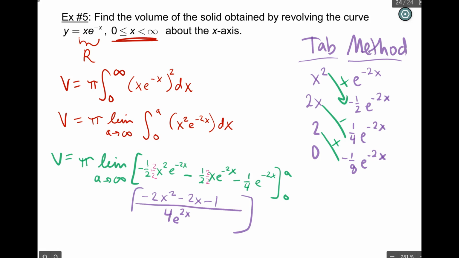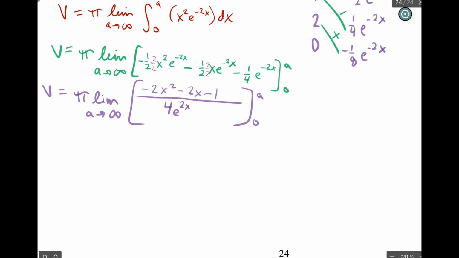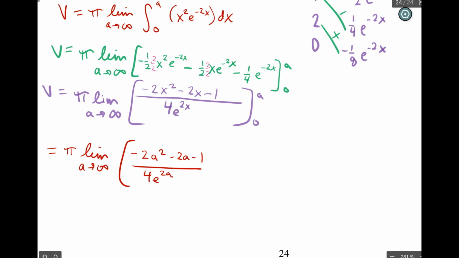Alright, so this is what I'm trying to evaluate from 0 to a. I know, that was nasty, so that's why I rewrote it. Pi limit as a approaches infinity. This is what the volume is equal to. Now we can evaluate our endpoints, and then I can do the limit. So this is equal to pi limit as a approaches infinity of negative 2a squared minus 2a minus 1 all over 4e to the 2a, minus, if I put in 0, everything goes away on the top except the minus 1, and the bottom goes to 4, so minus 1/4.